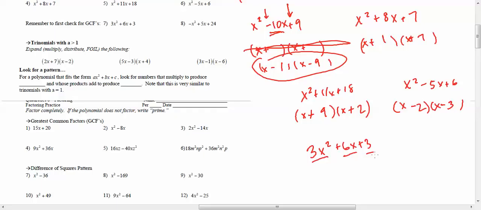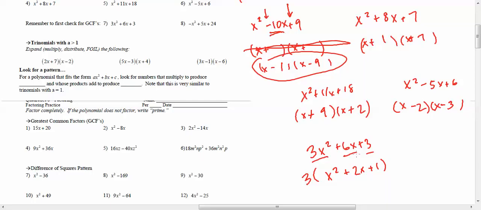3. 3 goes nicely into the number 3. 3 goes nicely into the number 6. 3 also goes nicely into the number 3. Does that make sense? So I'm going to pull out a 3. So I'm going to do 3 times x squared plus 2x plus 1. Why 2x? Because I divided out the 3. Does that make sense?